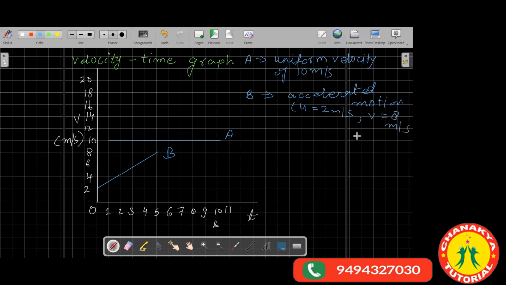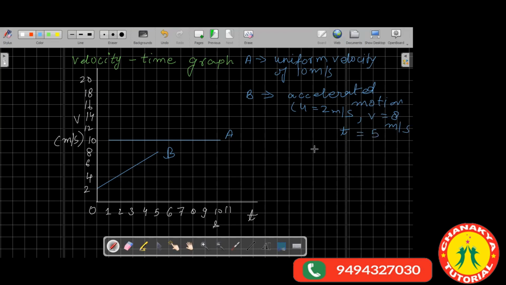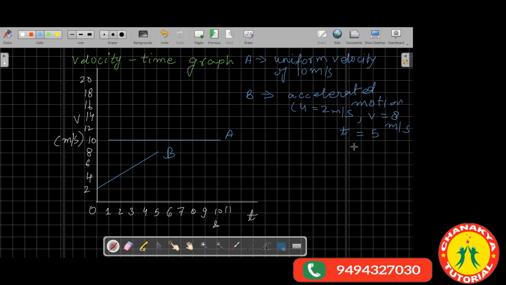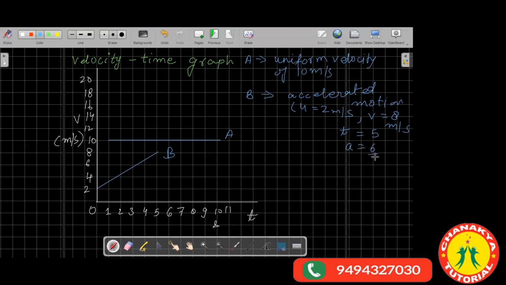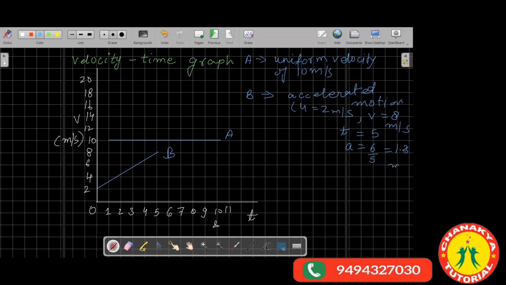Can you find out the acceleration then? What is the time? 5 seconds. So can you tell the acceleration? Your acceleration would be 6 by 5, that is 1.2 meters per second squared.